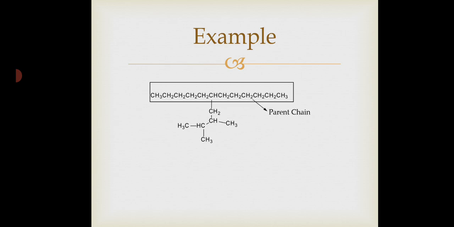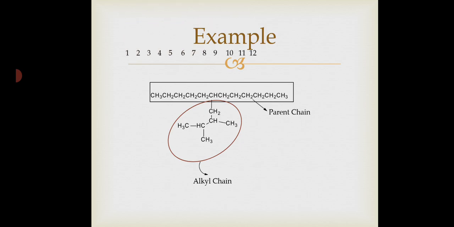Okay, so this becomes the parent chain, and this becomes the alkyl chain. Now, since the parent chain has 12 carbons, it is named as an alkane. The parent alkane name is dodecane. But at the 6th position of the 12 carbon chain, there is a branch alkyl chain which is further branched. So how to number this compound?